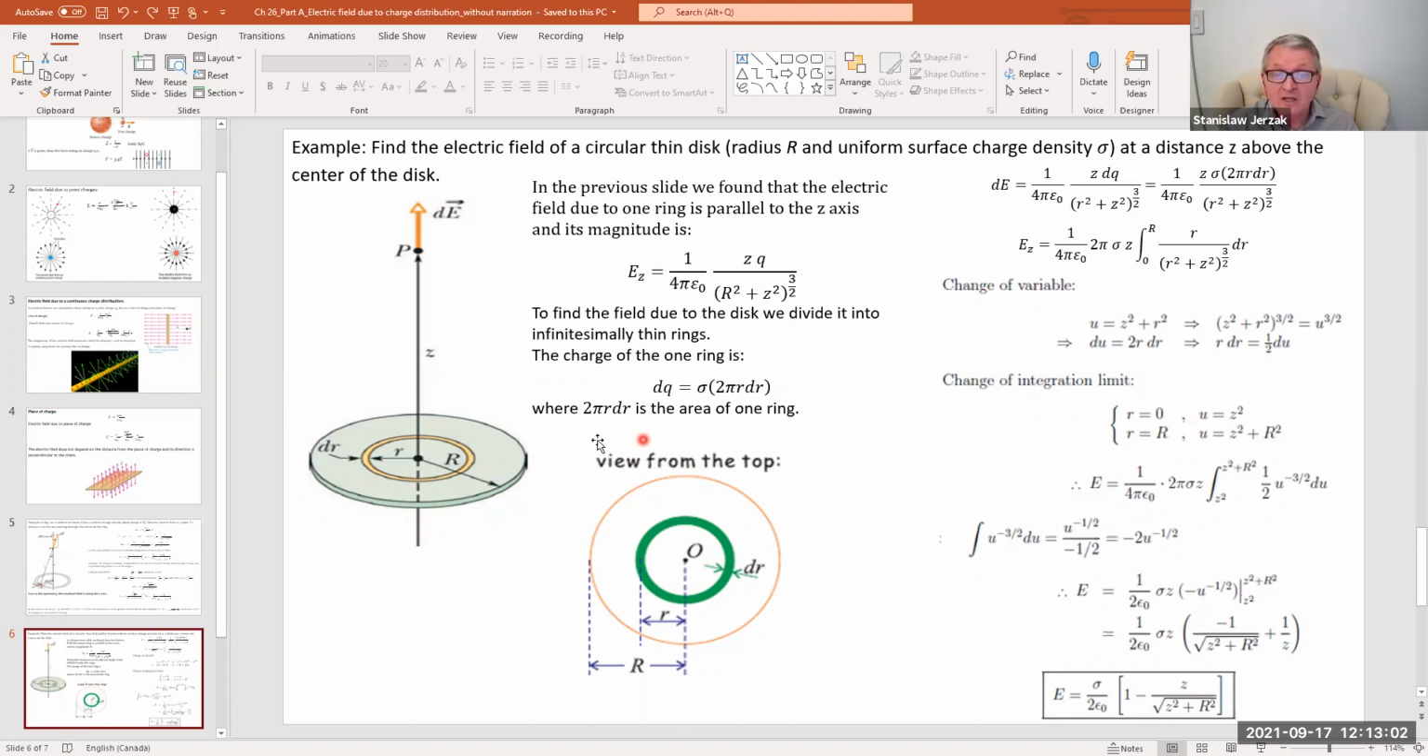So now on this slide, I will be calculating the electric field produced not by the ring, but by a disk of charge. So imagine that we have a very thin disk, and that the charge on that disk is positive, and that positive charge is uniformly distributed on the disk. The radius of the disk, capital R, will be given, and the surface charge density, because now the disk has a certain surface, so we define the surface charge density sigma, is given as well.